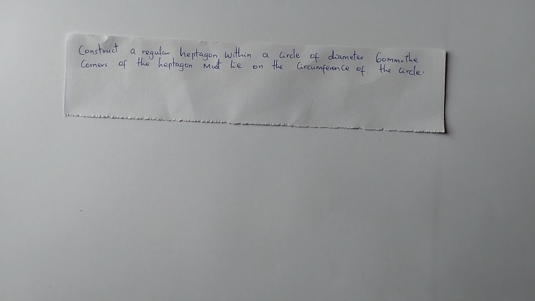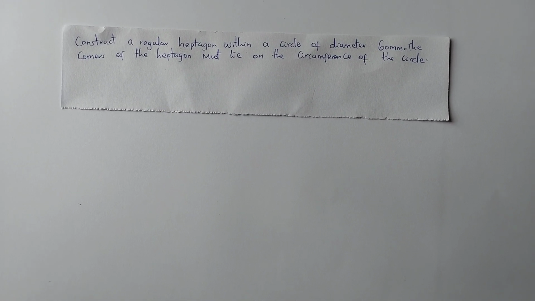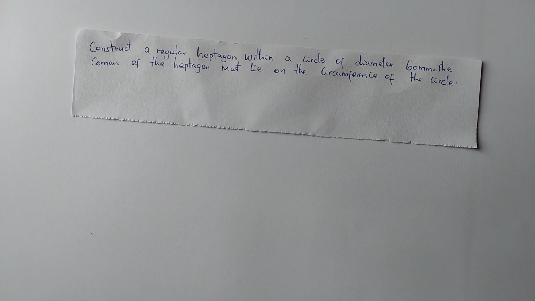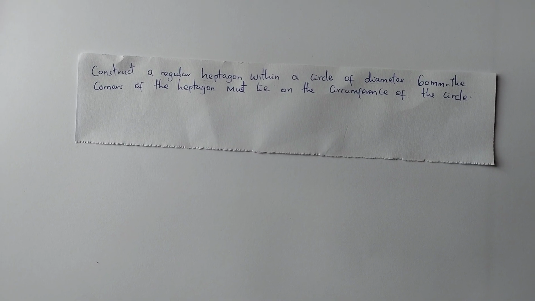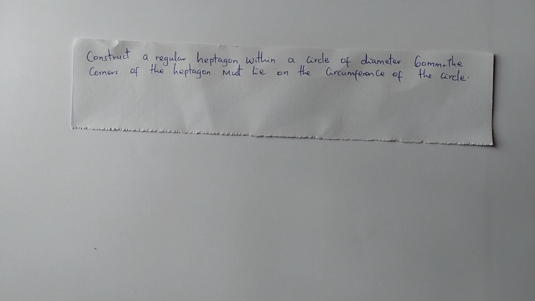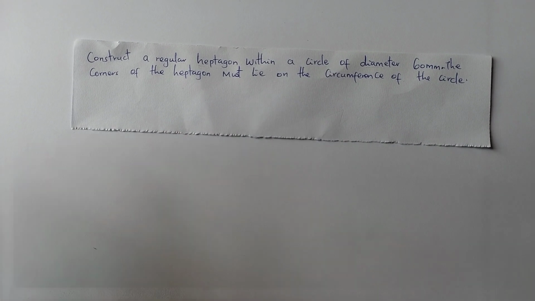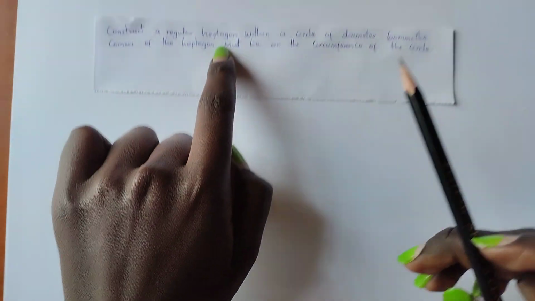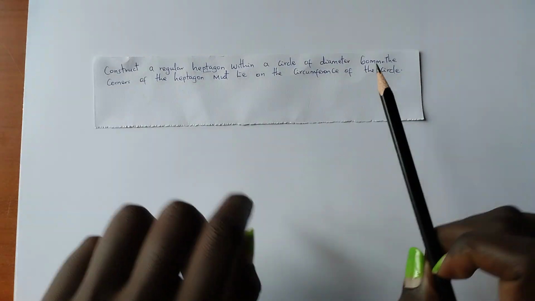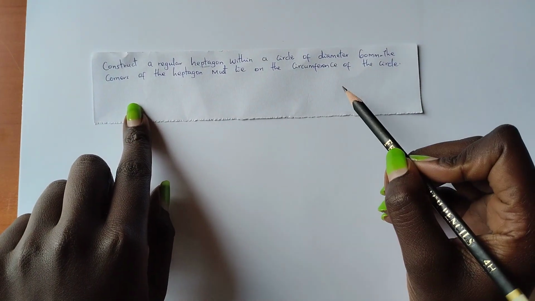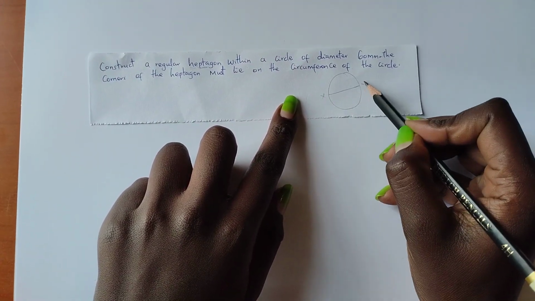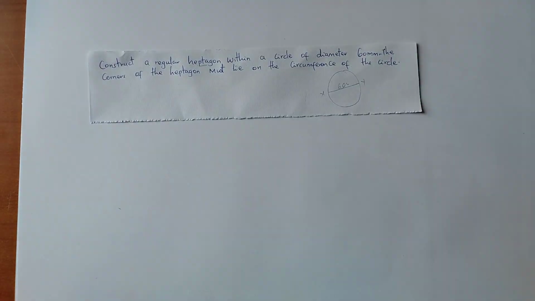Now in my question, the question reads: construct a regular heptagon within a circle of diameter 60 millimeters. The corners of the heptagon must lie on the circumference of the circle. So I'd like us to at least understand the question. The polygon that we're constructing is 7-sided because we are told that it is a heptagon. So a heptagon has 7 equal sides. And we know our diameter, simply from 2 points of a circle, x and y, we have 60 millimeters.